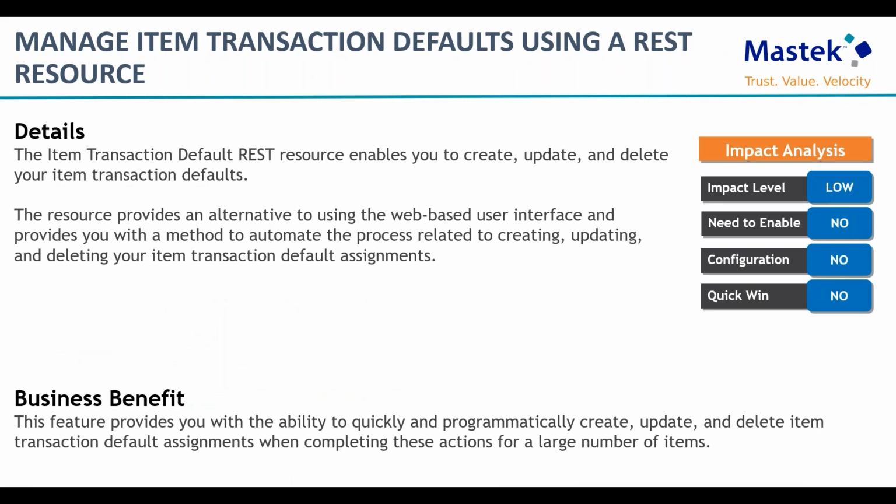Next update is about the REST resource available. With this update, you will be able to update the transaction defaults by using REST API. Hence, again, it gives a bulk processing activity for you to manage item transaction defaults by using REST API. Here again, since it's REST API, you would need certain development. It is not a quick win, but it also does not require any configuration.